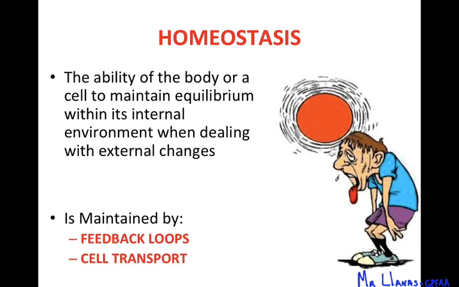And again, cell membranes are important because they help us maintain homeostasis, which is the ability to maintain equilibrium within our internal environments when we're dealing with the external changes. Okay, if the temperature goes up and it gets really hot, we start sweating. If the temperature goes down and it gets really cold, we start shivering. Again, these are things that are going to help us maintain equilibrium. And homeostasis is controlled by two ways: feedback mechanisms or feedback loops and cell transports.